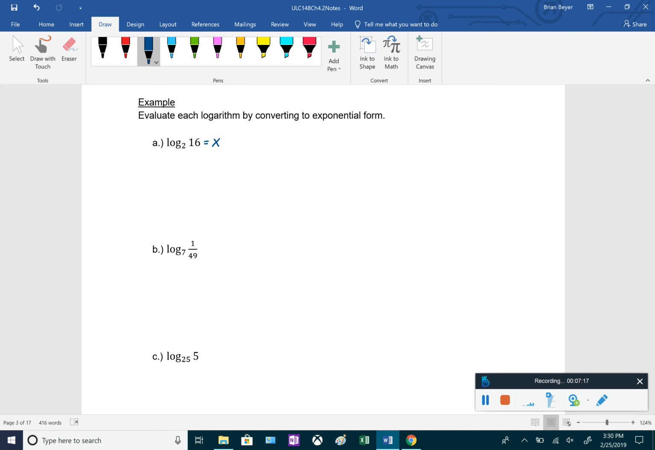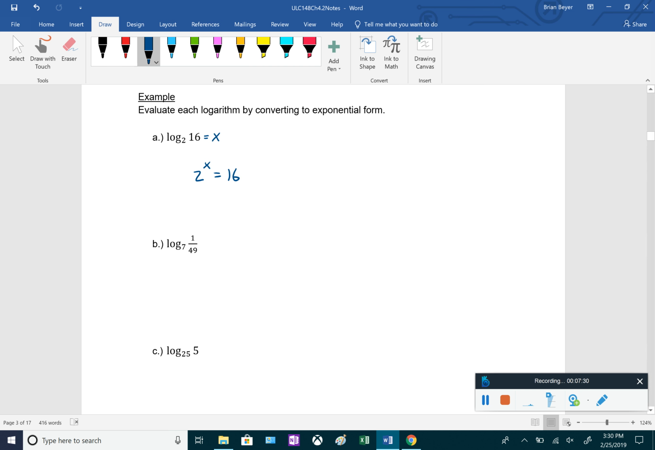So converting this to exponential form, it's going to be 2 raised to the other side of the equation, x, equals 16. So we have to think about what x would have to be here. 2 to the what equals 16? That means x has to be 4, because 2 to the 4th power equals 16. So that means log base 2 of 16 equals 4.